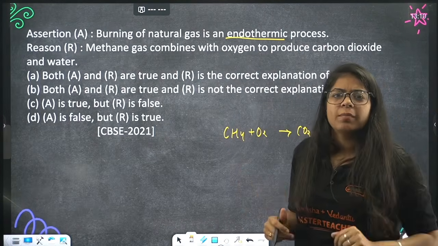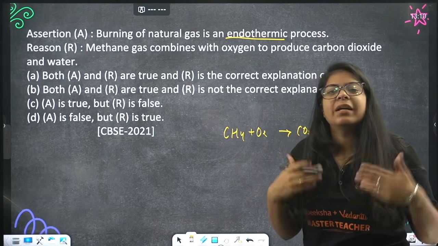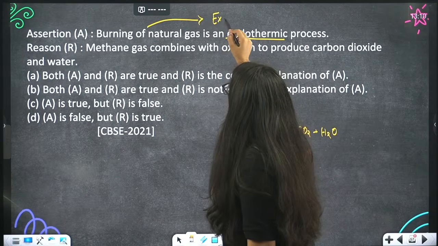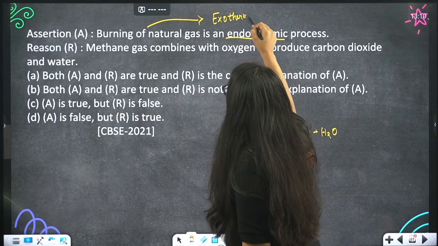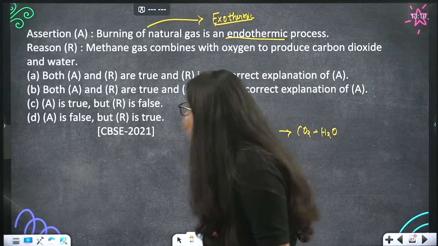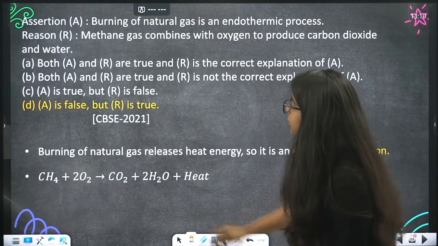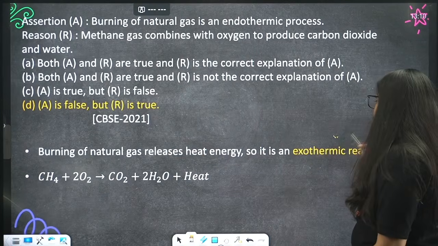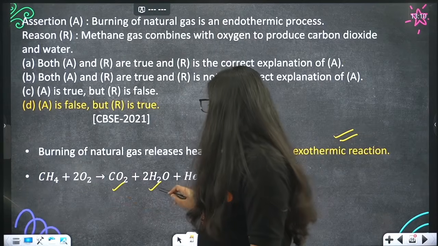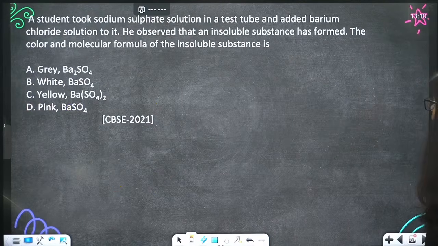So it is exothermic. Endothermic means heat is entering. So while burning, does heat enter or does heat go out? Heat goes out. That is exothermic. So this burning of natural gas, beta, is not endothermic, it is an exothermic process. So A is false and R is true. So D is your correct answer. Burning of natural gas releases heat energy, so it is an exothermic process. CH4 plus 2O2 gives carbon dioxide plus water plus heat as well. Done. Next question we have, beta.